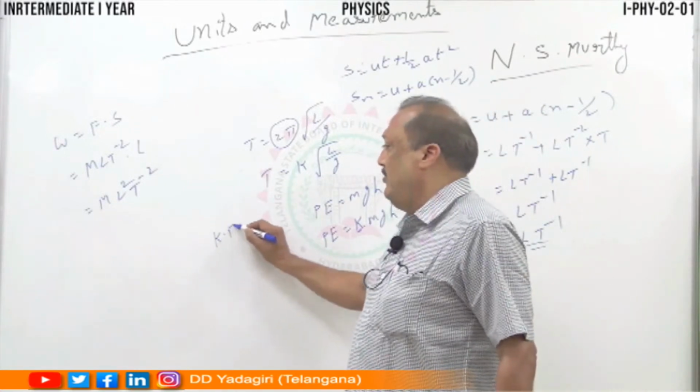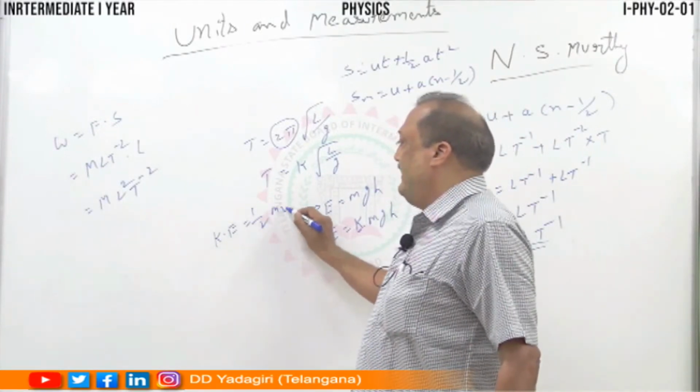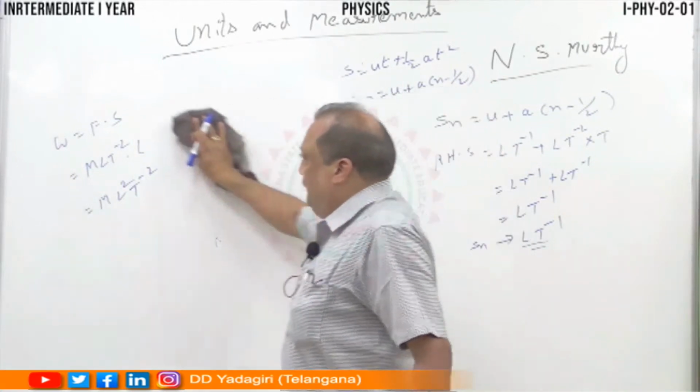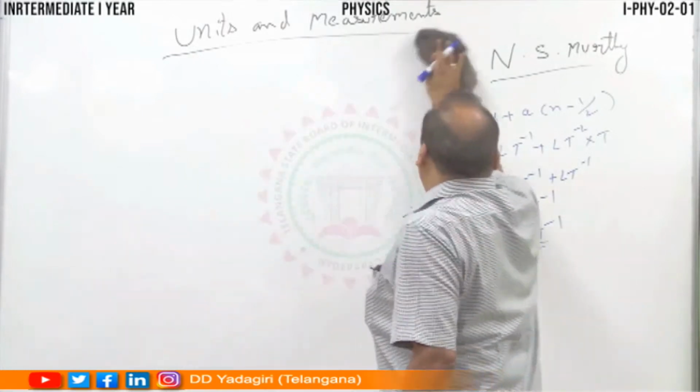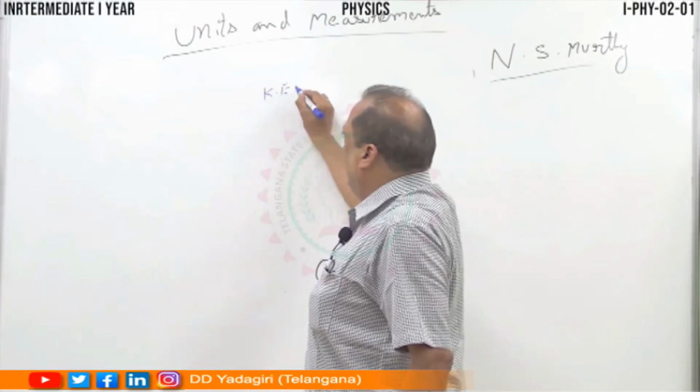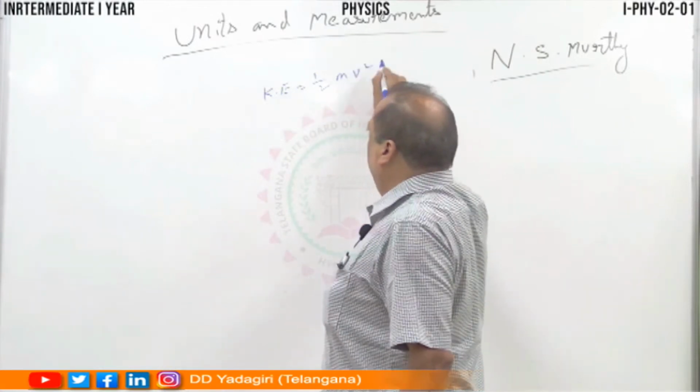Kinetic energy equal to half mv square. We can derive this equation. Let us take one example. Look here. Kinetic energy equal to half mv square.